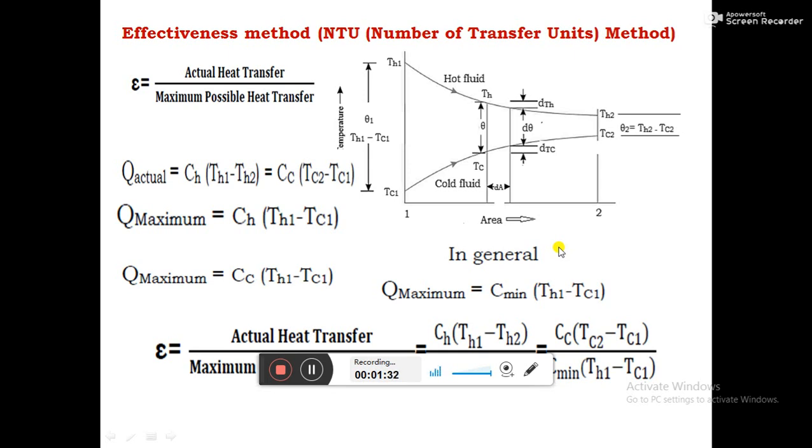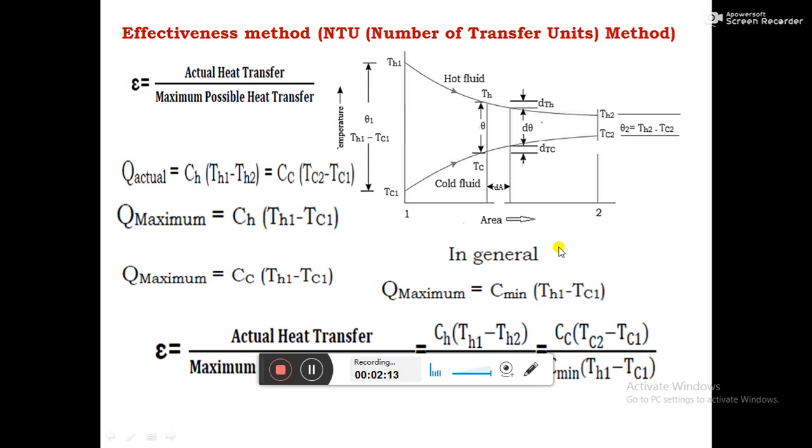In a heat exchanger, the hot fluid releases heat to the cold fluid and its temperature drops from Th1 to Th2. At the same time, the cold fluid absorbs heat from the hot fluid and its temperature rises from Tc1 to Tc2. If the heat losses to the surroundings are neglected, then all the heat released by the hot fluid is absorbed by the cold fluid.